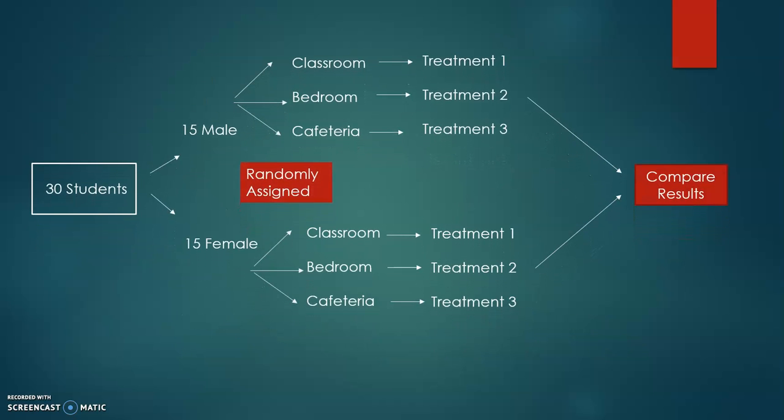So here you can see the block experiment process in this example. 30 students, split 50-50, male and female, are randomly placed in 3 scenarios, and the results of this are compared, not only to find the preferred study area, but to see how gender might affect this result.